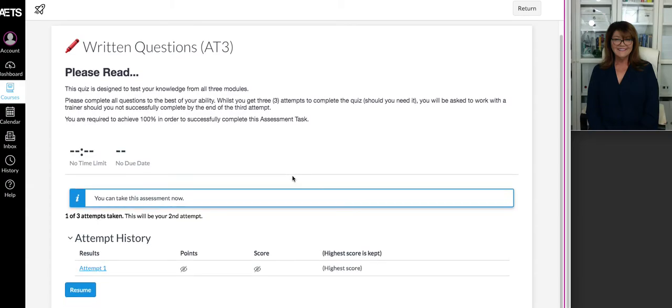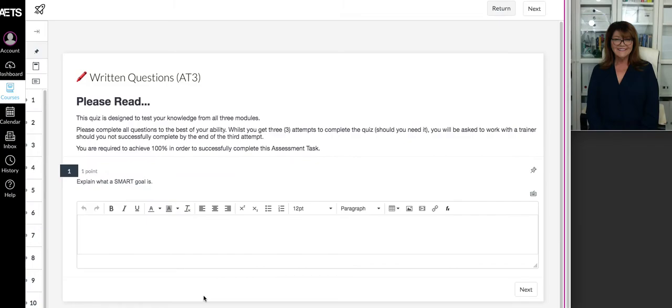So you can see here I've attempted the first time. This was in the workshop that I ran the other day. So I'm going to resume with a second attempt, but I won't fill it in. I'm just going to show you what the questions look like so that you can feel a little more comfortable with it as you go.